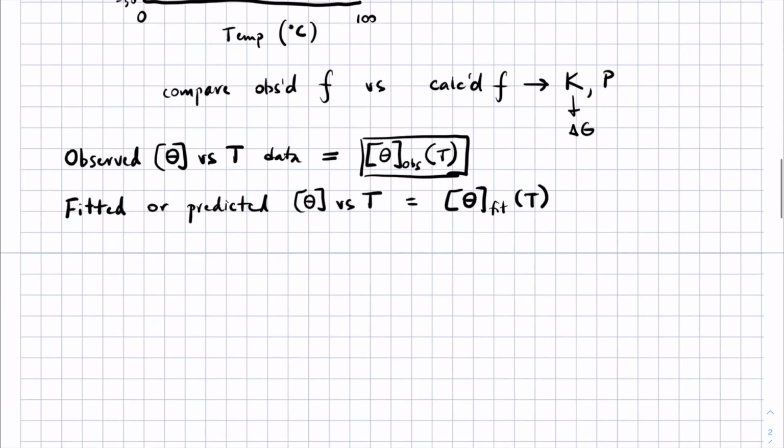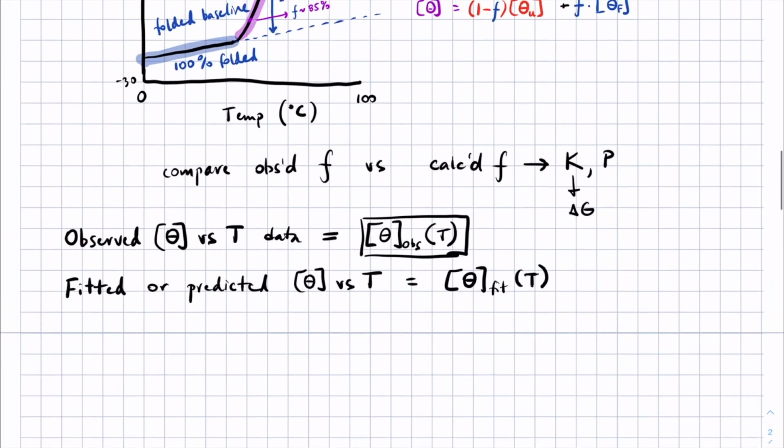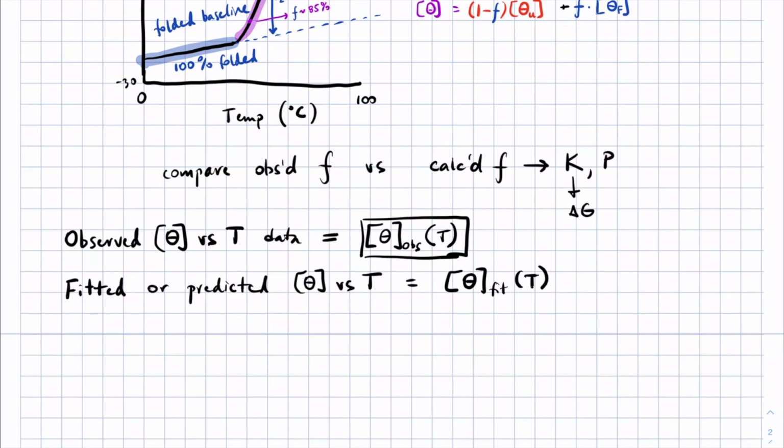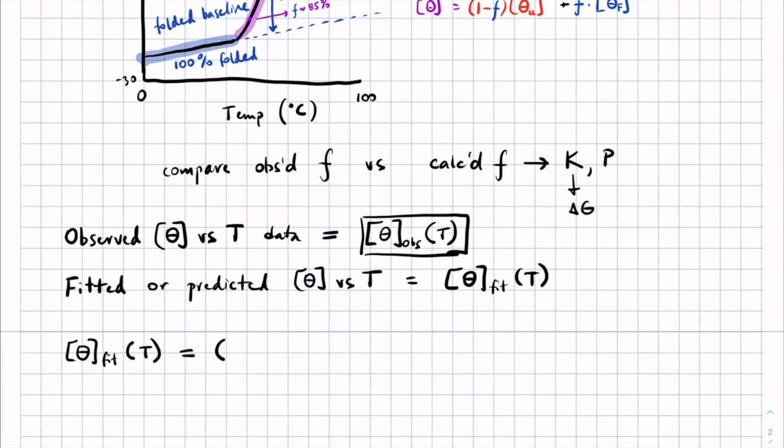All right. And based on the equation we've described here, we're going to say that the fitted molar ellipticity as a function of temperature is equal to 1 minus the fraction folded times the CD signal of the unfolded state plus fraction folded times the CD signal of the folded state. All right.